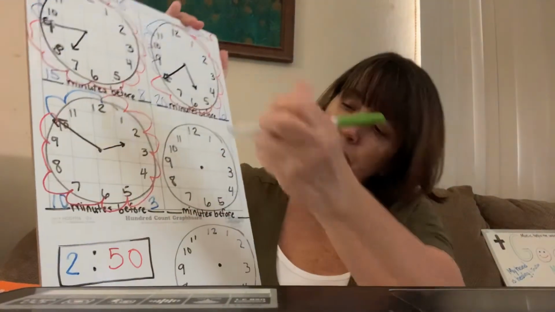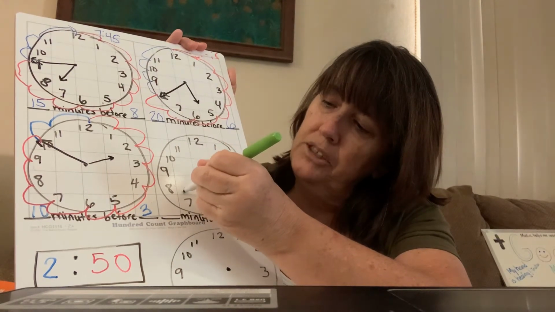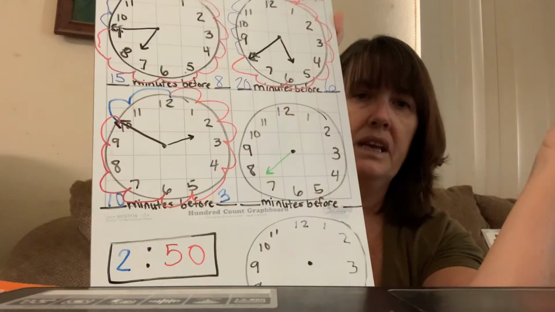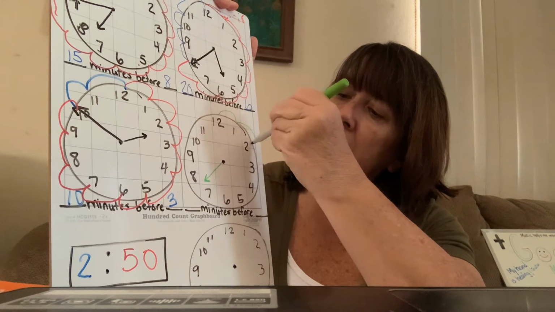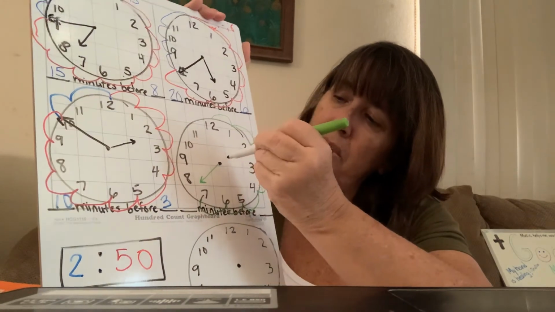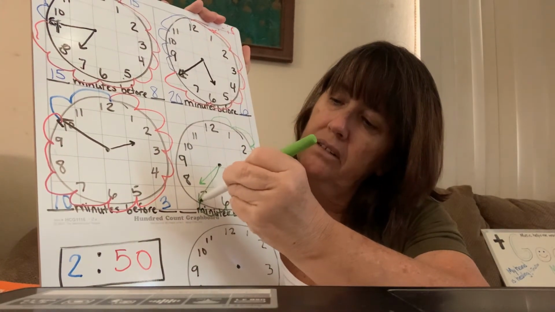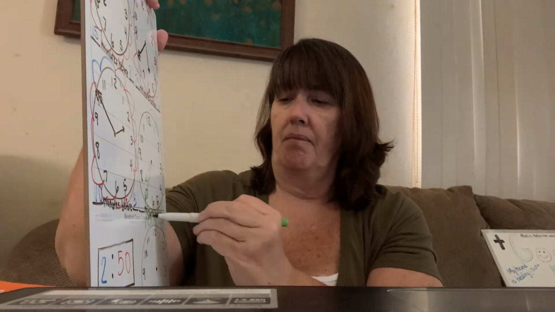So we have Kate's time, which is 35 minutes after 7. So we know we're in the 7 o'clock hour, so our hour hand is going to go in between the 7 and the 8, okay? And now we need to count 35. 5, 10, 15, 20, 25, 30, 35. So our minute hand needs to go to the 7. Okay, so that's Kate's time.